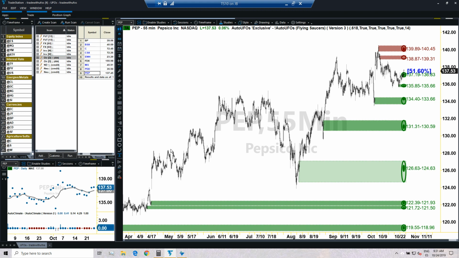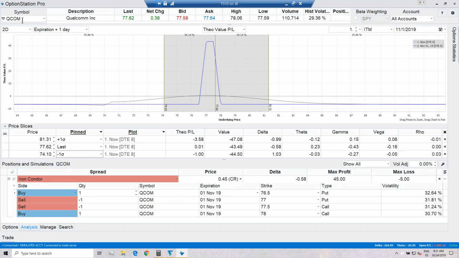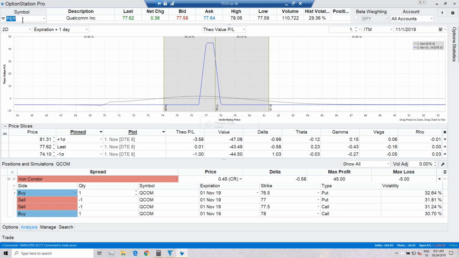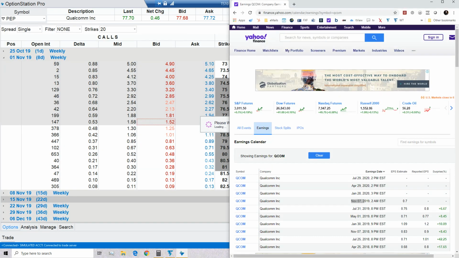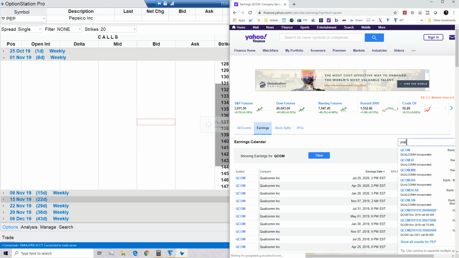Let's go ahead and look at the option chain for Pepsi. So PEP. Okay, so I'm going to load the option chain. In parallel, I also need to double check earning dates.